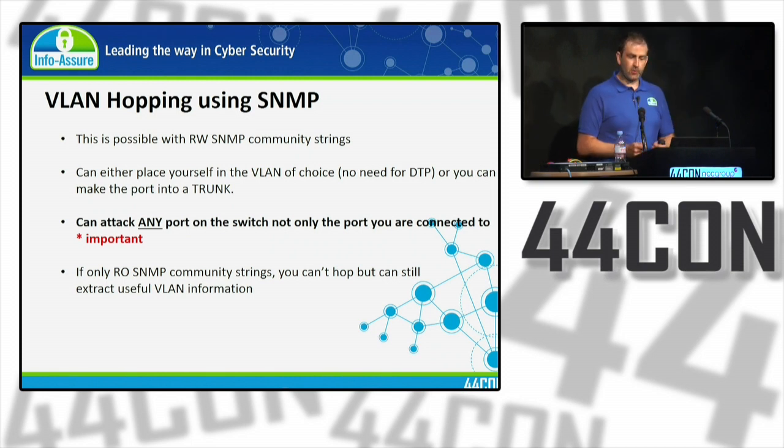You can also make the port into a trunk, just like with a traditional DTP attack, or you can actually just pick a VLAN ID that you wish and just enter that without the need for becoming a trunk. So if you want to go into VLAN 44, you could just jump into that VLAN. You don't have to make it a trunk port. So, for example, if you just want to enter VLAN 44, you don't have to touch anything else on the switch. You can do exactly that.